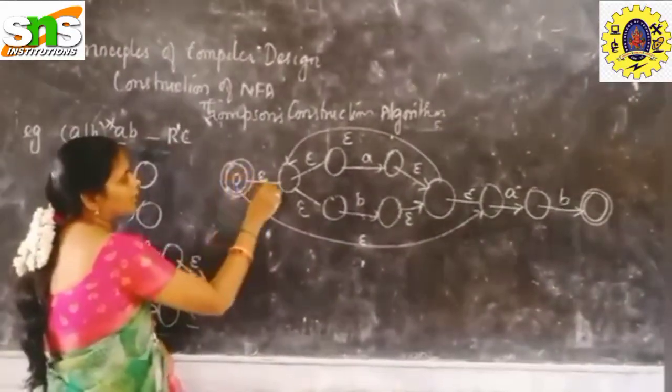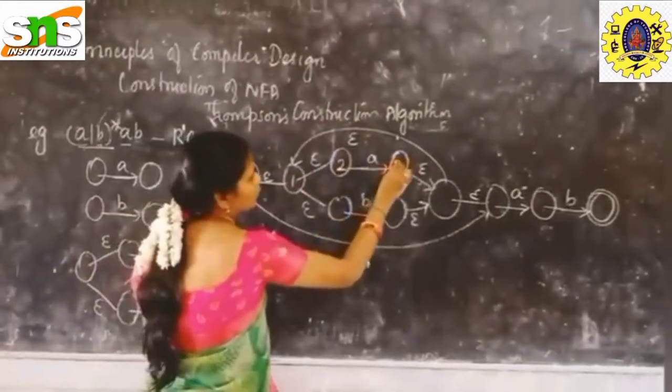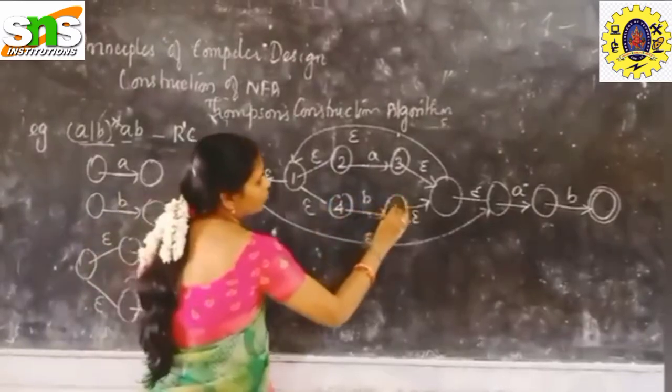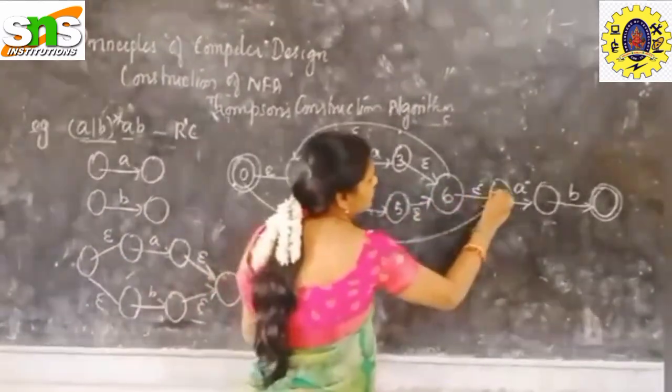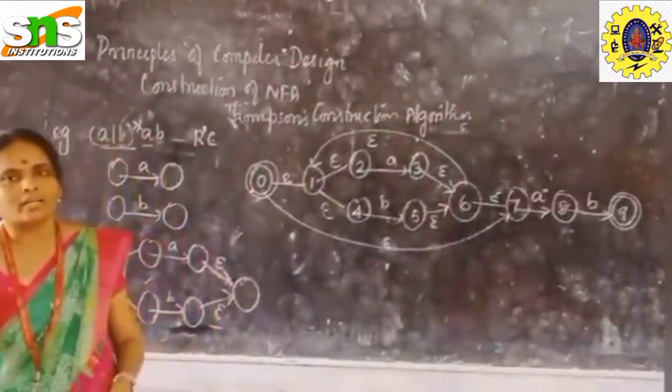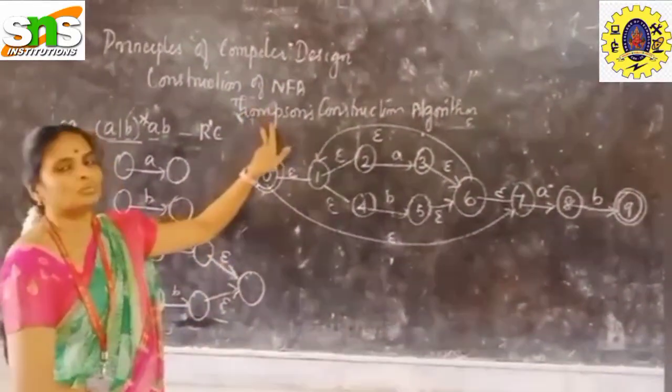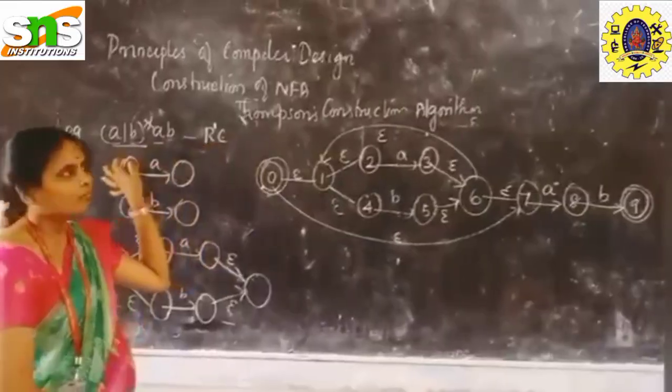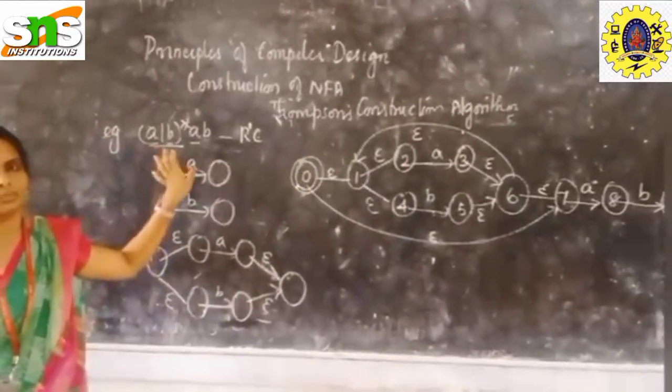Now let us mark the state numbers 0, 1, 2, 3, 4, 5, 6, 7, 8, 9. So this is the final automata constructed through Thompson's construction algorithm for the given regular expression (a/b)*a.